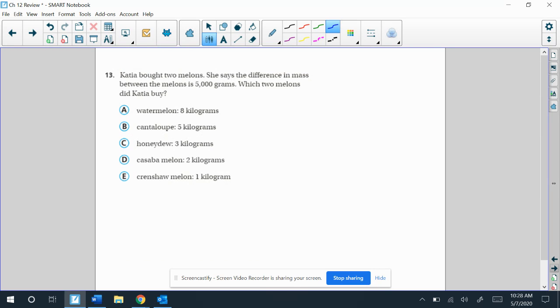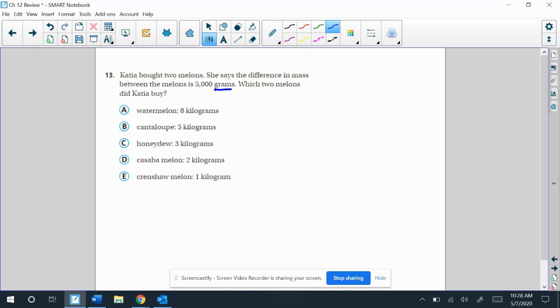Go ahead and try and solve this one now. Katrina bought two melons. She says the difference in mass between the melons is 5,000 grams. Which two melons did she buy? Well, you're going to need to first, we got kilograms. You're going to have to do something about that because we want to know the difference between grams. Go ahead and try it now. All right, let's see if you got it.